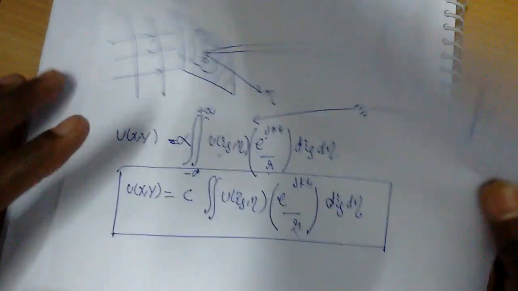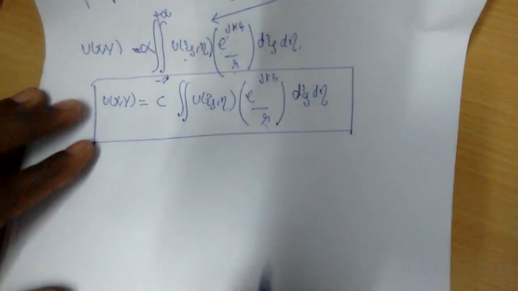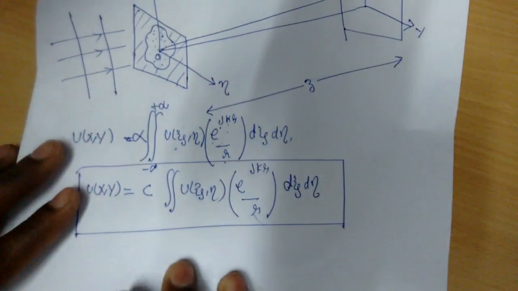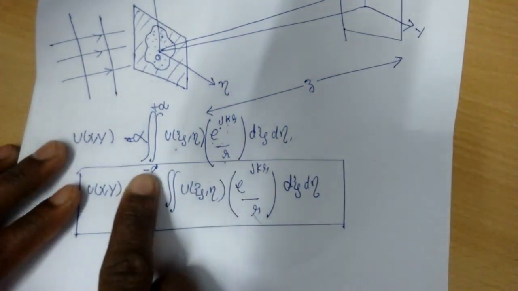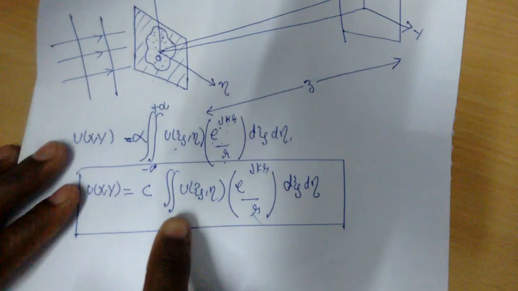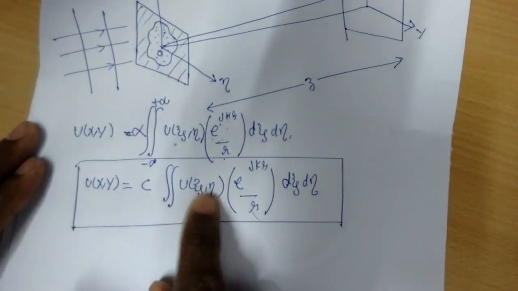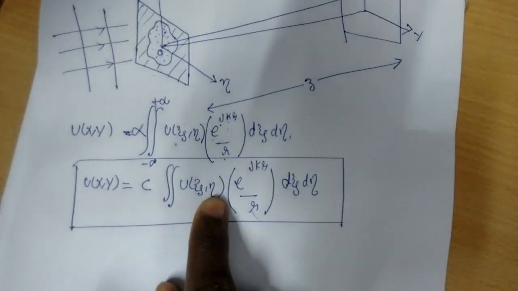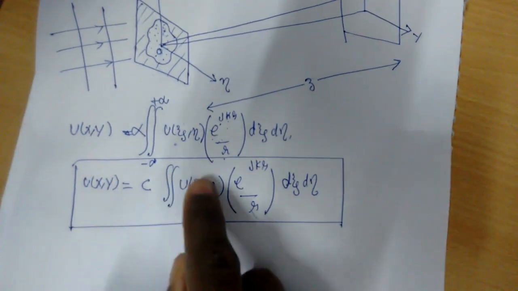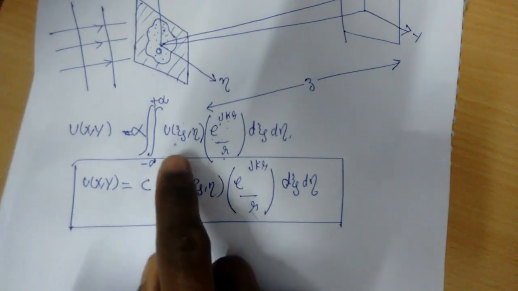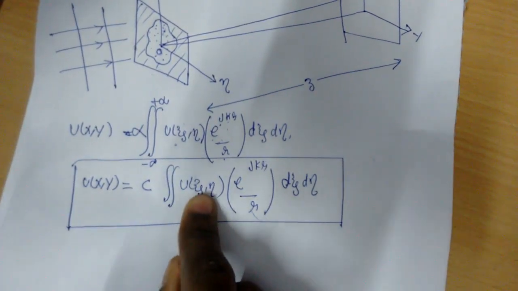So how will you write this fact in terms of equations? One important thing to note is that you don't need to write this integral from minus infinity to plus infinity, because this u(zeta, eta) will take care of that. Its value will be zero outside the aperture, outside the slit, and its value will be only unity inside. So you don't need to write minus infinity to plus infinity.